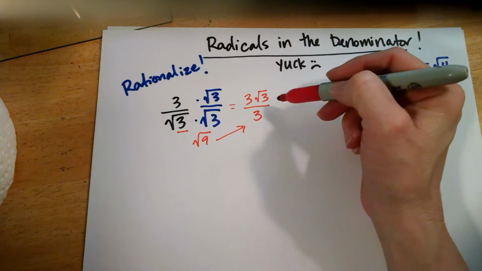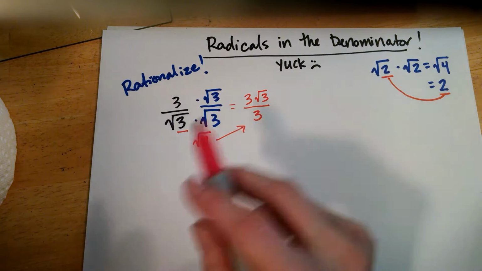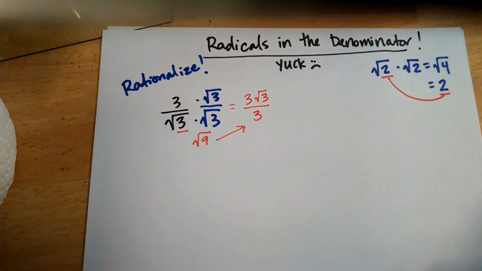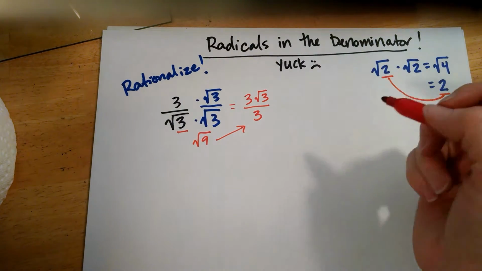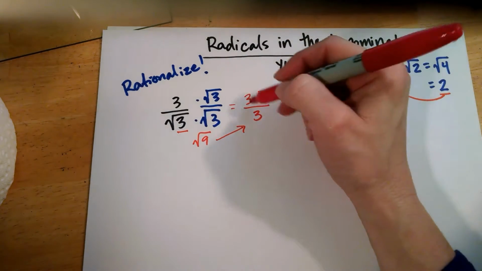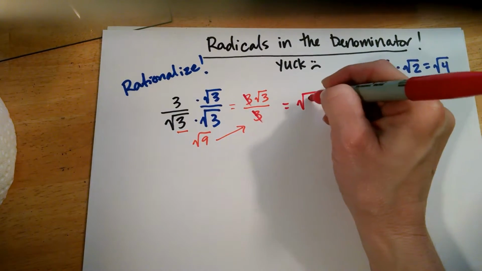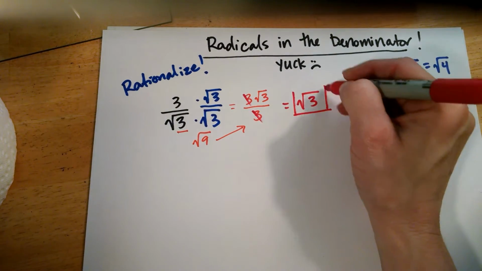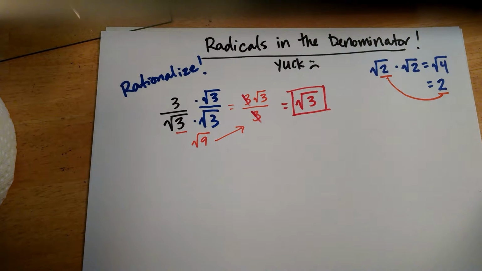Okay, so let's simplify this. I have the radical in the numerator, which is fine. As long as it's not in the denominator, I'm okay with this. And so are many people in Mathland. But I do need to simplify this because you always want to simplify your fractions. So 3 cancels out with 3, and I'm left with just the square root of 3. That's it. Ta-da! Yay, radicals in the denominator. No more.